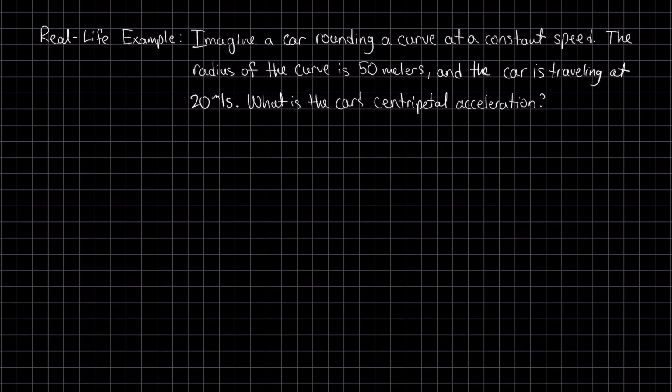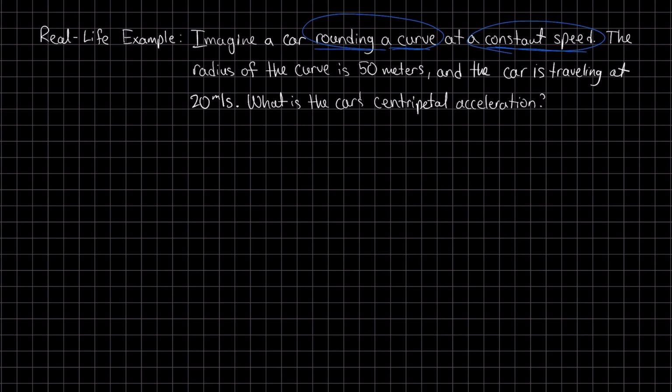This next example reads, imagine a car rounding a curve at a constant speed. The radius of the curve is 50 meters and the car is traveling at 20 meters per second. What is the car's centripetal acceleration? If we have a car that is rounding a curve, that indicates that it's following a circular path. So that's going to ring a bell in our heads. The next thing that solidifies uniform circular motion is that it's rounding this curve at a constant speed. So if you have a circular path at a constant speed, uniform circular motion should be screaming in your head.